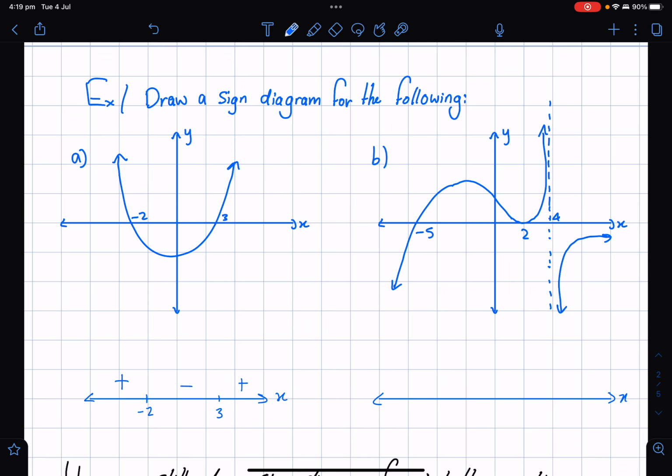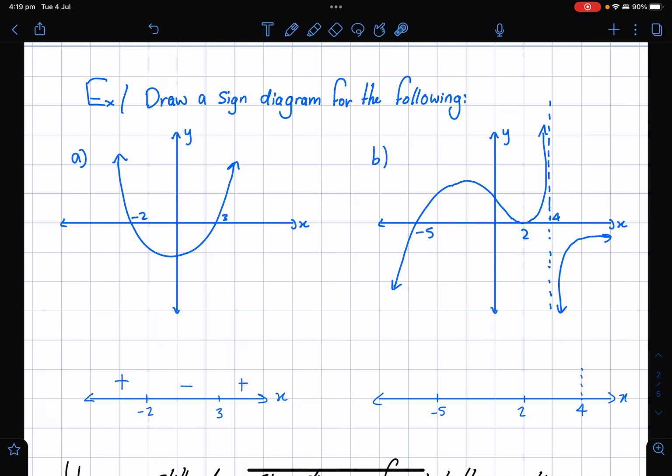So nice straight line, arrows on each end, and an X. Let's find our key points. They can be cutting, touching, or an asymptote. So I've got a cutting point at -5, so that's a solid line. I've got a touching point at 2, so that's also a solid line. But then I have an asymptote at 4, so that has to be a dotted line. Okay, so that's at 4.